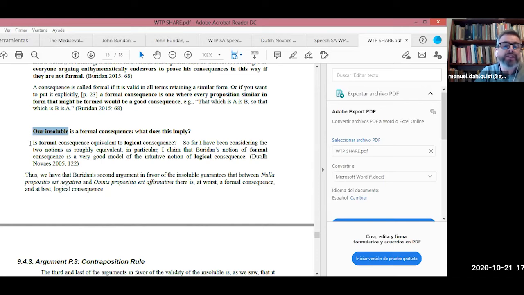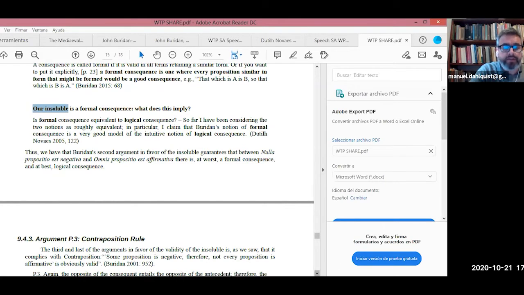Is formal consequence equivalent to logical consequence? So far, I have been considering the two notions as wholly equivalent. In particular, I claim that Buridan's notion of formal consequence is a very good model of the intuitive notion of logical consequence. Thus, we have that Buridan's second argument in favor of the insoluble guarantees that between nulla propositio est negativa and omnis propositio est affirmativa, there is, at worst, a formal consequence, and at best, logical consequence.